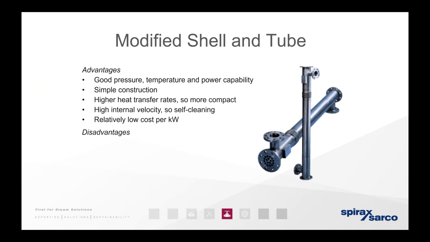Higher heat transfer rates, so it's more compact. And the high internal velocity, so self-cleaning. We will cover velocity later, so why that's important in a heat exchanger. And relatively low cost per kilowatt. So disadvantages, they are sealed, so you can't open them up for maintenance as such. You are relying on CIP and manual cleaning and fixed nozzle positions.